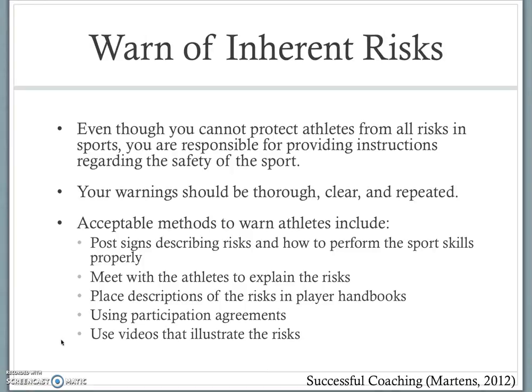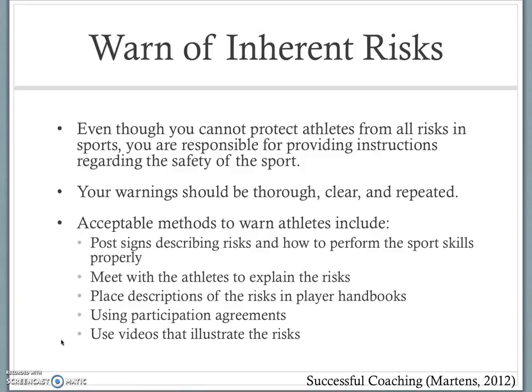Duty 3, warn of inherent risks. Even though you cannot protect athletes from all risks in sports, you are responsible for providing instructions regarding the safety of the sport. Warn your athletes of the inherent risks of the sport. Your warnings should be thorough, clear, and repeated to ensure that they know, understand, and also appreciate them.